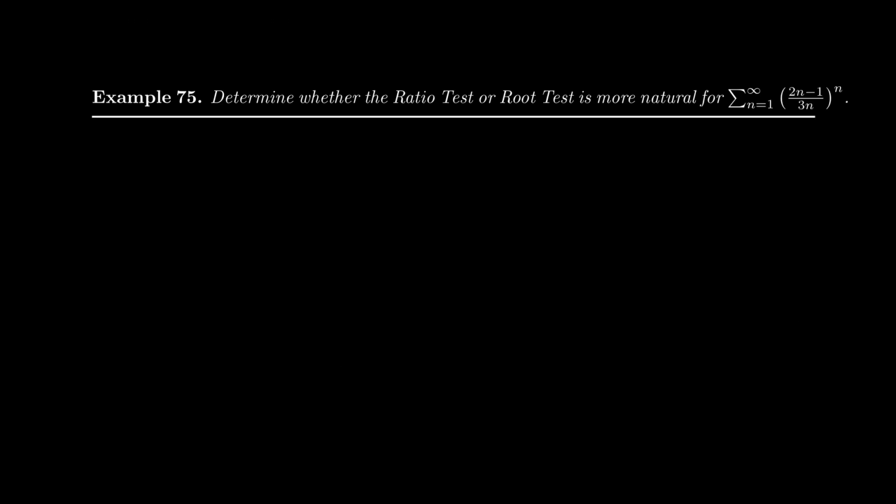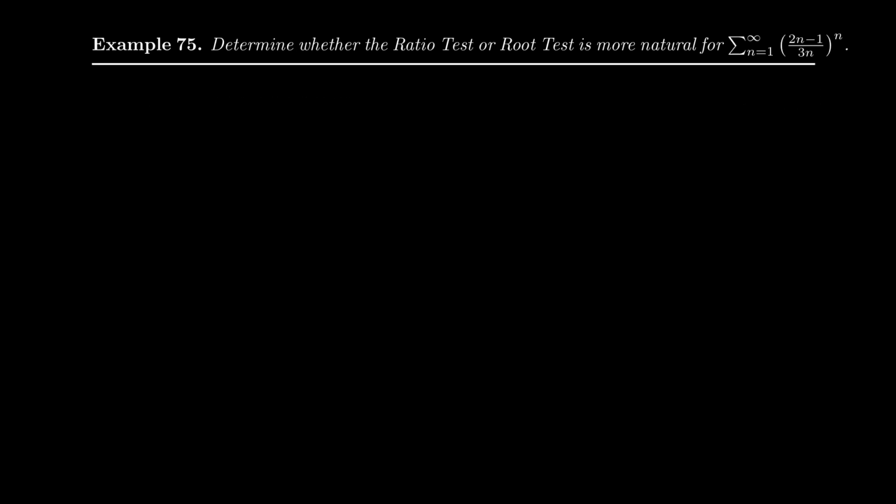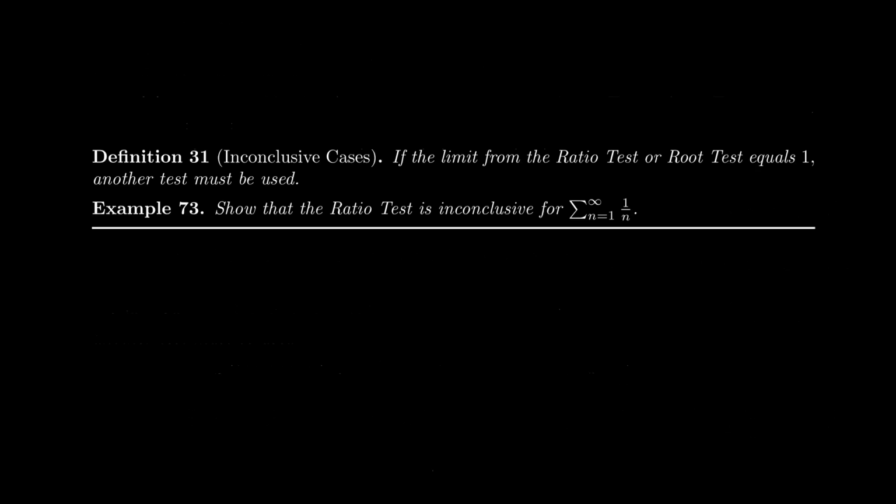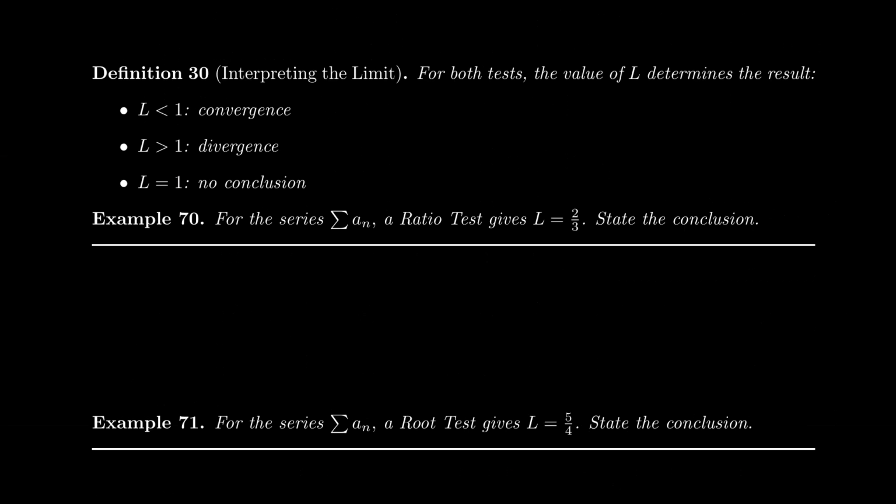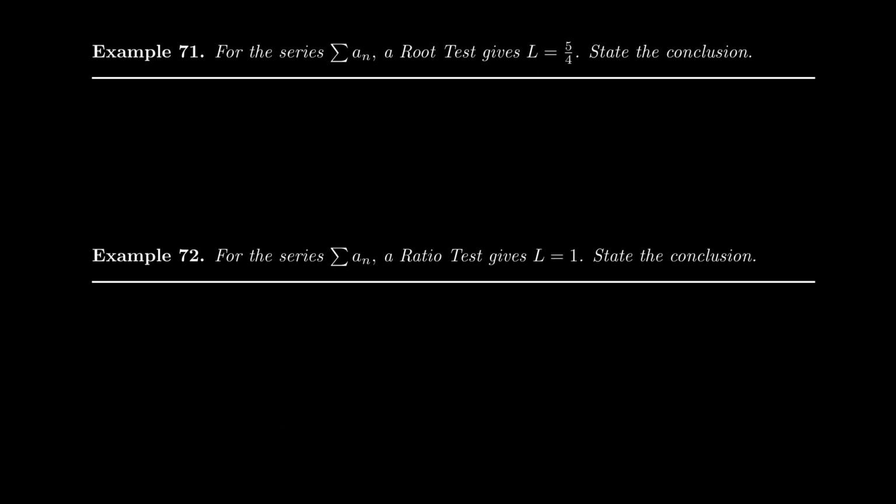The ratio test or root test is more natural. Which one's more natural for this? Which one do you think? The root test, that's right. Because there is an nth power on here, the root test is going to work a lot better. It's going to get rid of that. You're going to get 2/3 in your limit. You're going to see that that's less than 1. And like we've said all the way up here, it's less than 1, so it's going to converge. That's cool. That's all that you're doing in this.